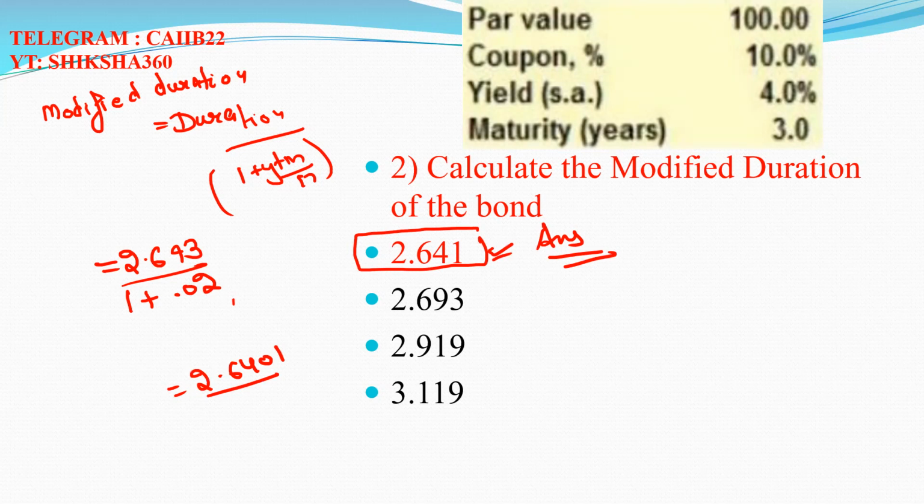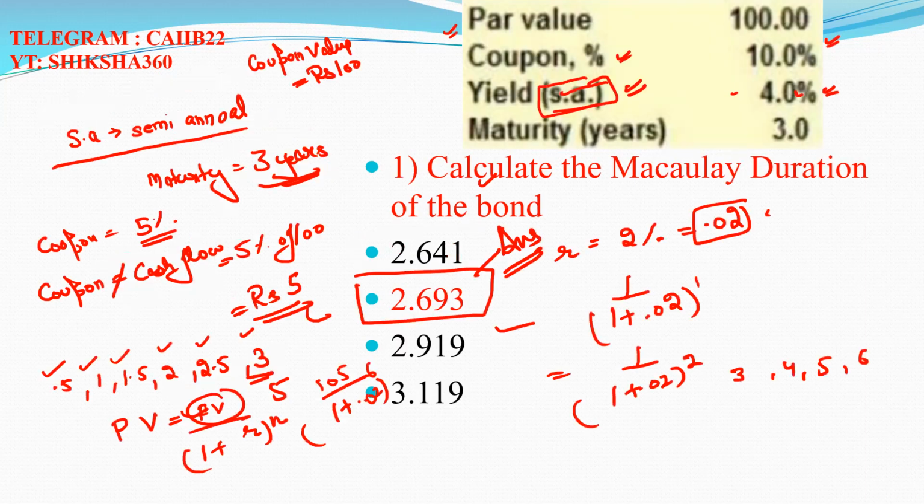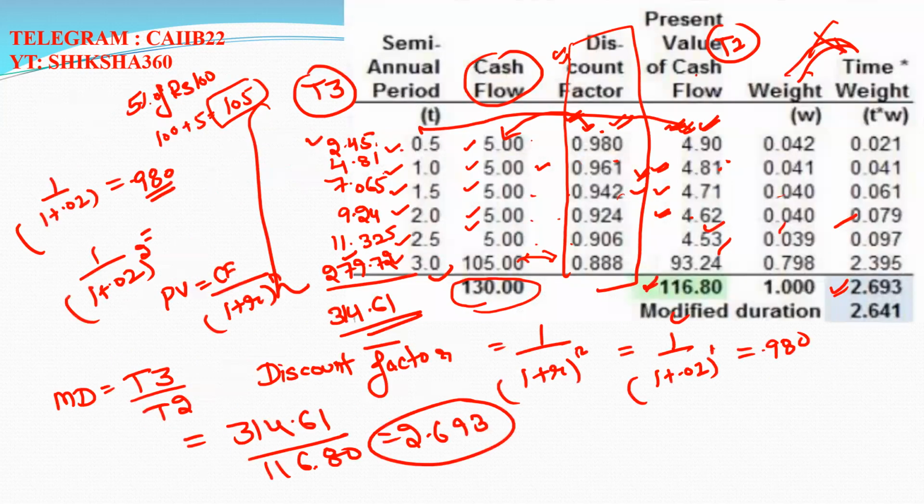So I think this calculation, what we have done here in the first question, is clear to all of you. Basically, calculate the Macaulay duration of the bond. This is important. First of all, it is given SA, which means semi-annual period. Next, we have to calculate the cash flow or coupon, which we have already done in the class. Similarly, the next factor is the discount factor.